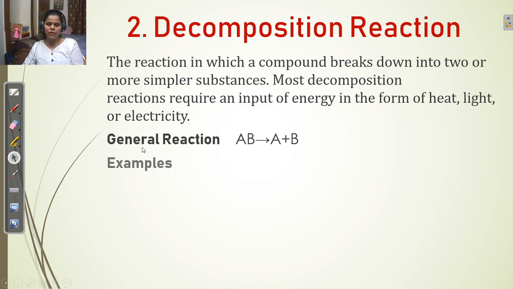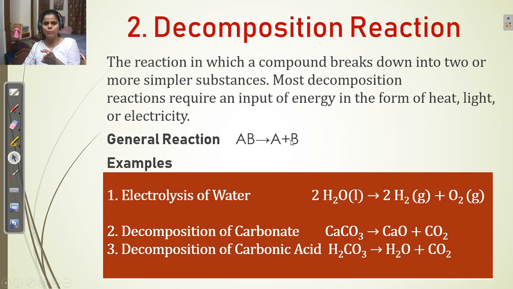What is the general form? The general reaction is AB, a compound, and AB breaks down into A substance and B substance. Here are three examples of the decomposition reaction. First, electrolysis of water. When we supply an electric current through the water, it breaks down into H2 and O2, both of which are gases.